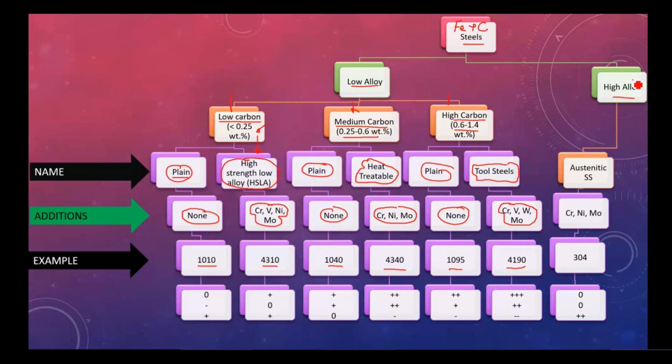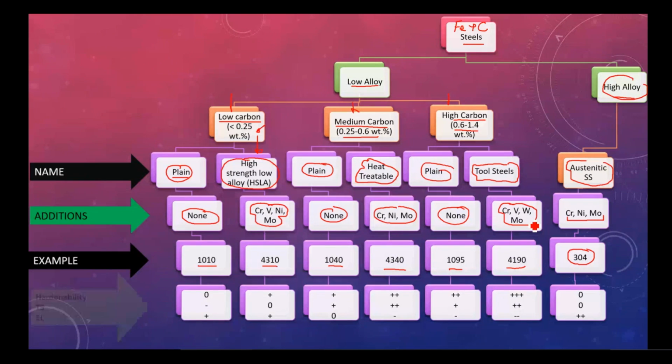And then comes the high alloy category of steel. The most famous one is the austenitic stainless steel. The austenitic stainless steel has a high percentage of alloying elements: 18%, 8%, 11%, high additions of alloying elements. The alloying elements are normally chromium, nickel, molybdenum. There are also others, but these are the known ones. One of the famous austenitic stainless steels has the name 304. SS304 is a common austenitic stainless steel.